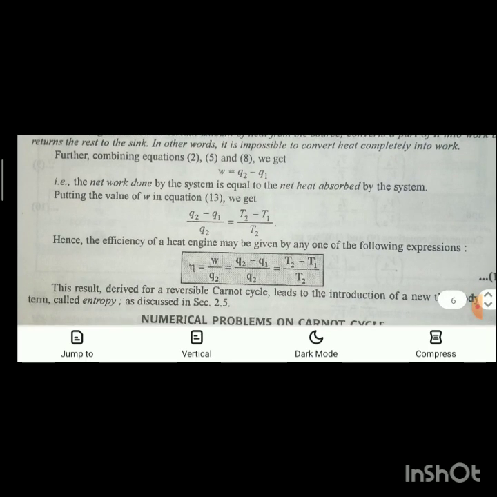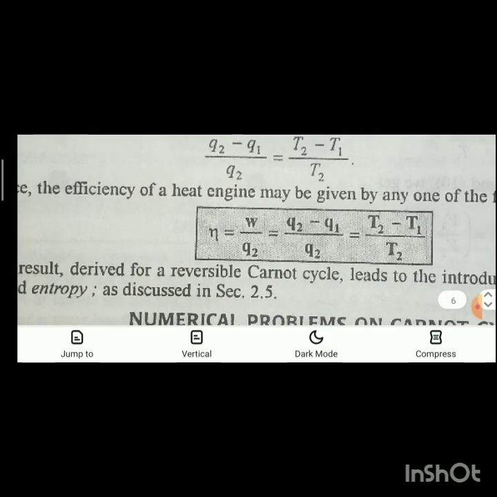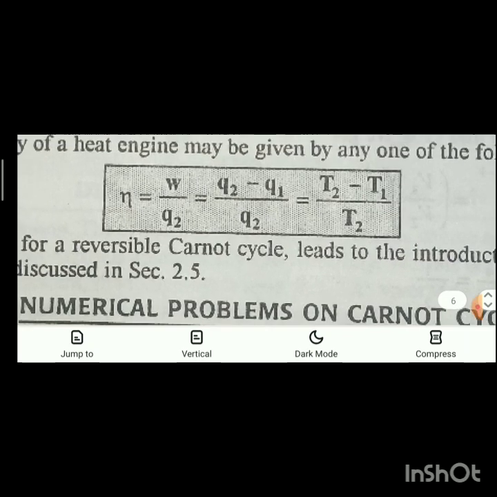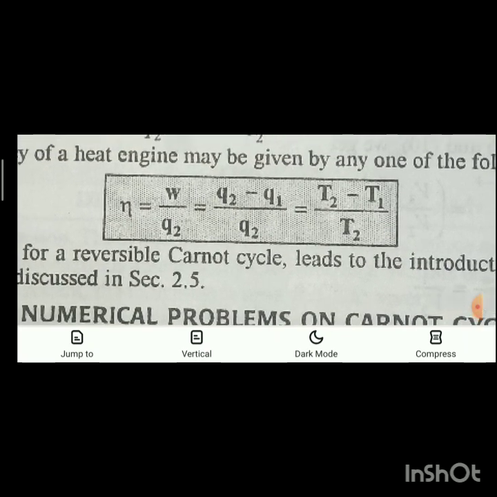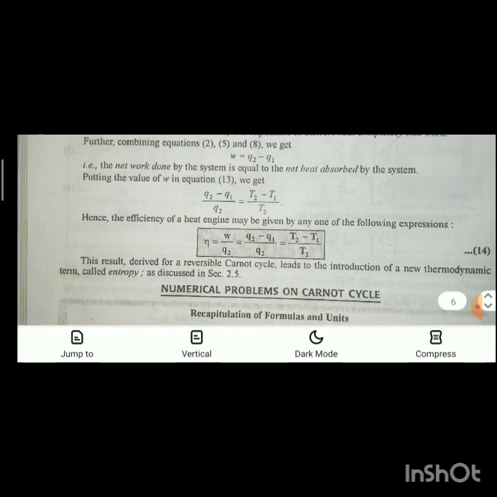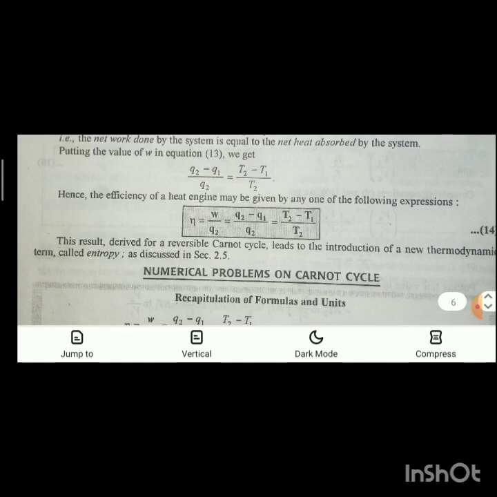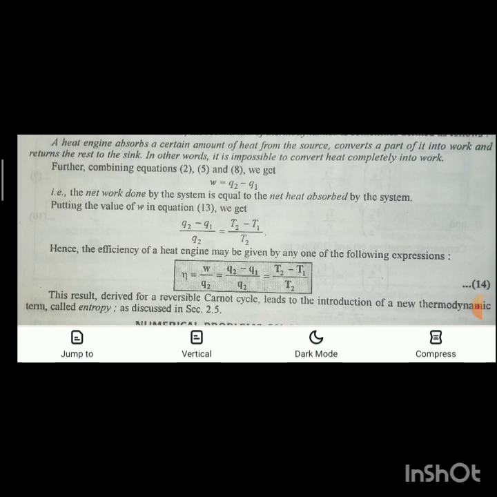Putting the value of W in equation 13, we get (Q2 minus Q1) upon Q2 equals (T2 minus T1) upon T2. Hence, the efficiency of a heat engine may be given by any one of the following expressions: eta equals W upon Q2 equals (Q2 minus Q1) upon Q2 equals (T2 minus T1) upon T2. This result, derived for a reversible Carnot cycle, leads to the introduction of a new thermodynamic term called entropy, as discussed in the next section.